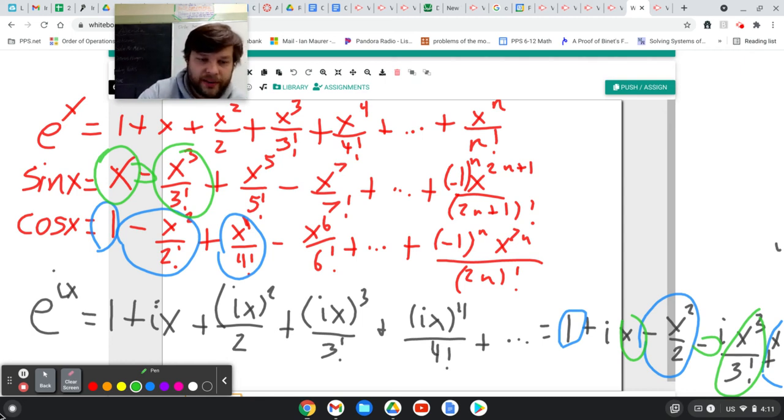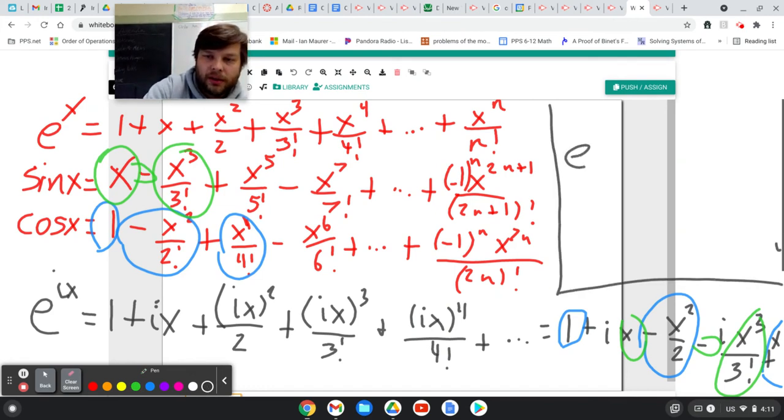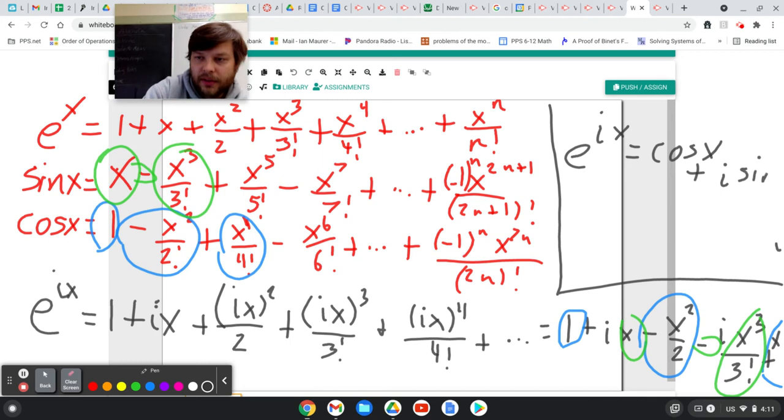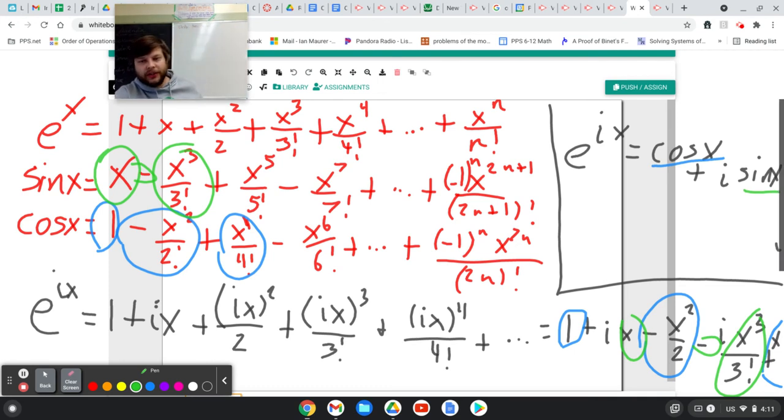So putting all of that together leads to this pretty remarkable conclusion that e to the ix is really equal to cosine of x plus i times sine of x. And really, just to go back to the colors, all I'm saying is that the e is represented by the blue parts plus i times the green parts. Okay? So putting that all together leads us to this great conclusion then.